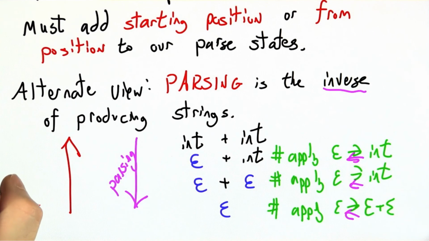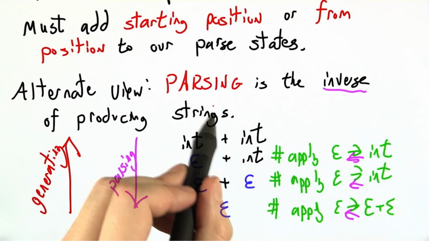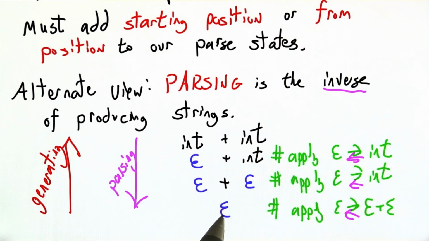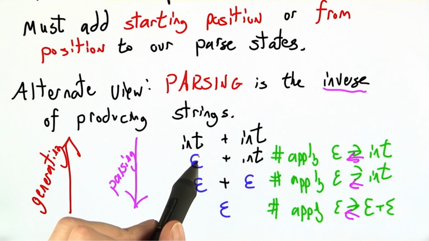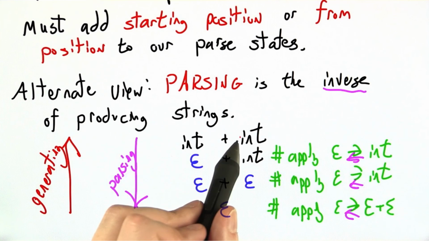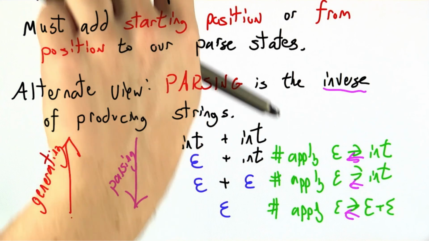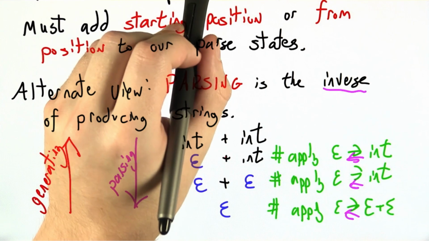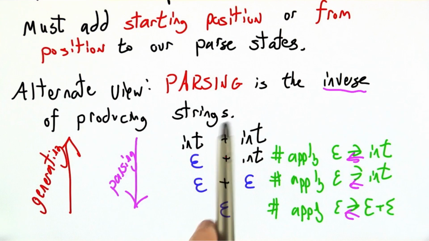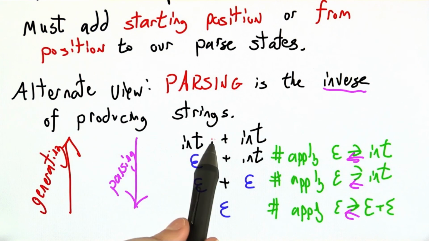Magic trick of perspective. If I read from the bottom up, we're generating or producing strings. Starting with E, I choose to apply E goes to E plus E. I choose to apply E goes to int. I choose to apply E goes to int, and I end up with a string at the end of the day. This way, from the bottom to the top, is generating or producing a string. This way, from the top to the bottom, is parsing a string.